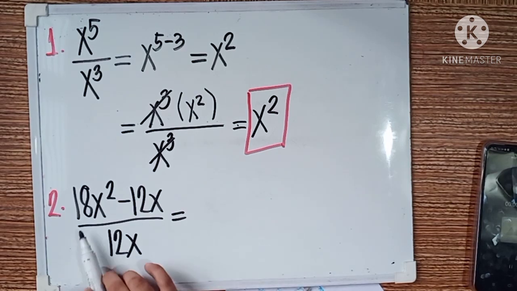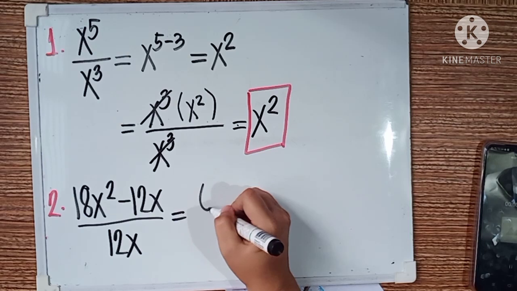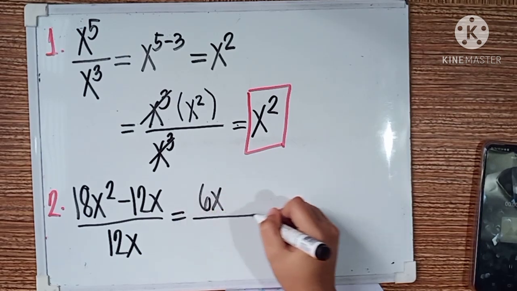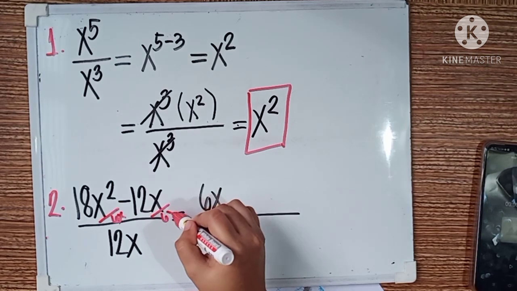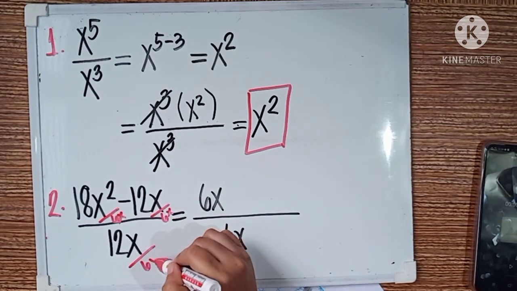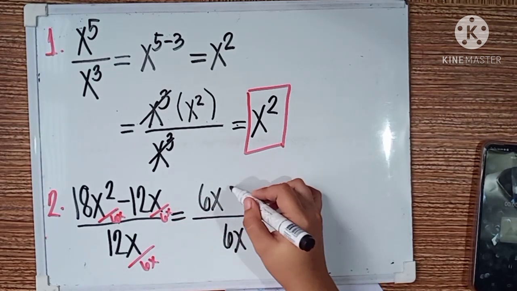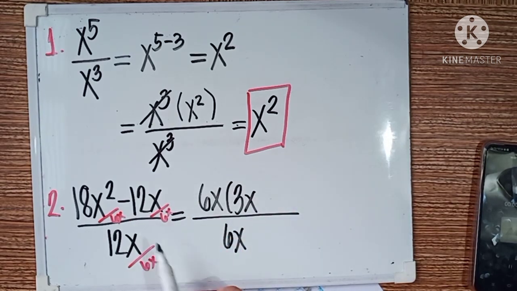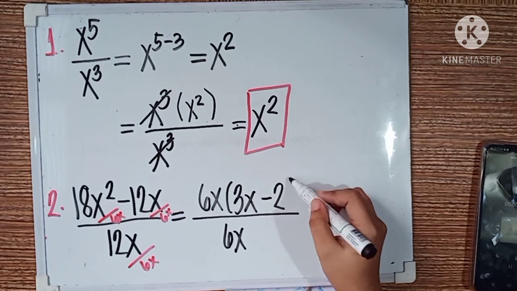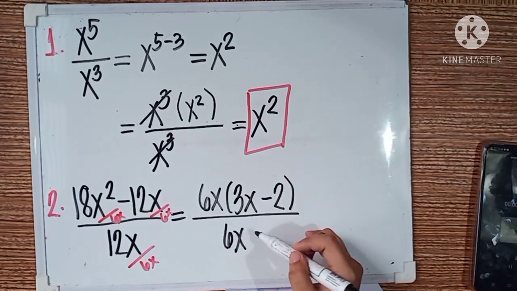The GCF of 18x squared, 12x, and 12x is 6x. Write 6x in the numerator and denominator. Divide all terms by 6x. 18x squared divided by 6x is 3x. 12x divided by 6x is 2. Same with the denominator. The quotient is 2.